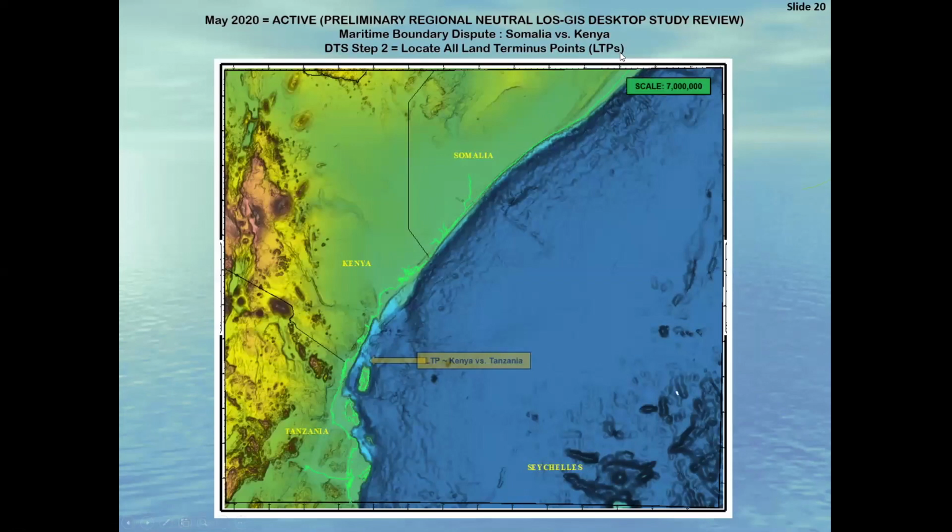Okay, analyzing our data set. Again, here's our desktop study. We already know that obviously there's a frontier for Kenya, Tanzania, but we're not going to look at that much, and I'll explain to you why as we analyze the boundary. So here's the critical focus area. The land terminus point needs to be located for Somalia, Kenya, in order to generate a maritime boundary.